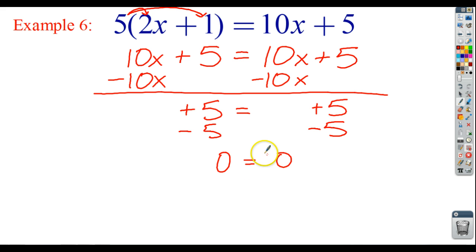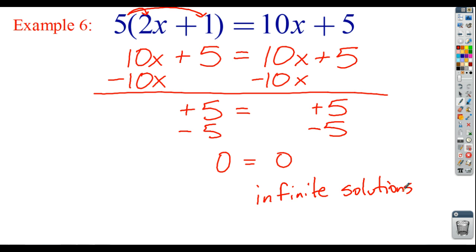If you get to this point in an equation, what it means is that anything for x works. What this means is that you have an infinite amount of solutions. And what that means is it doesn't matter what I plug in.